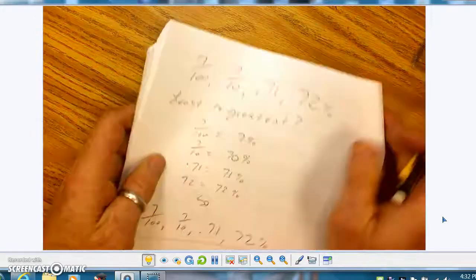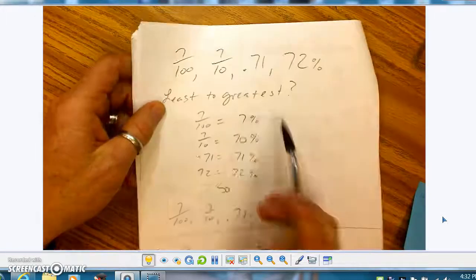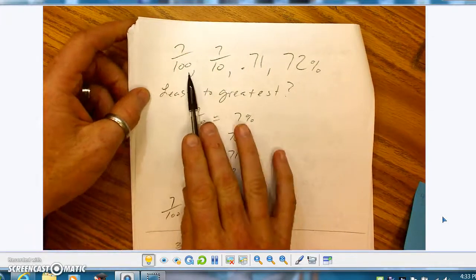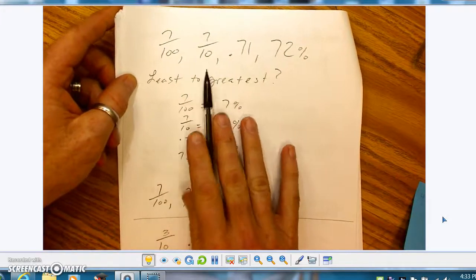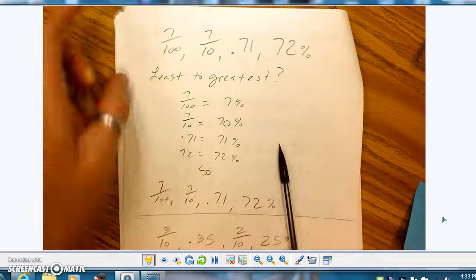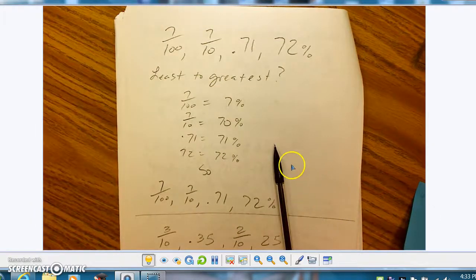Almost done. Trying to go fast so we can fit it all in. What about this guy? We'll pick up on him next.